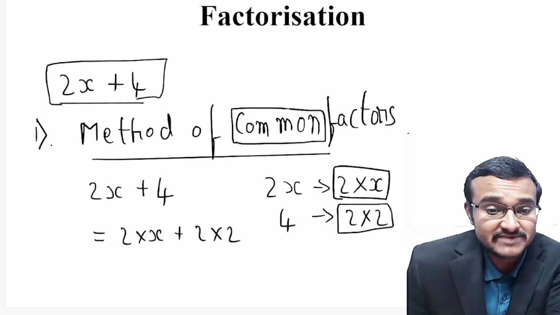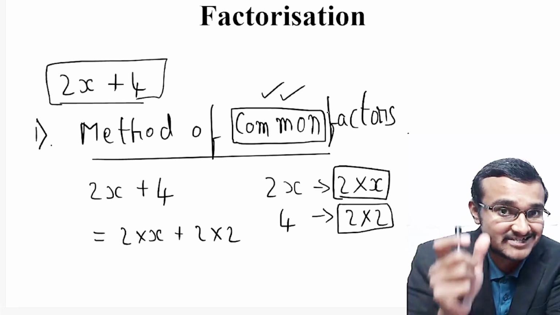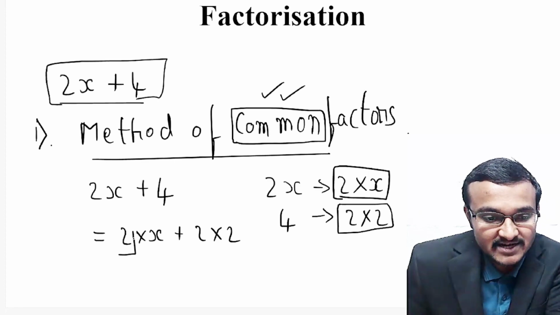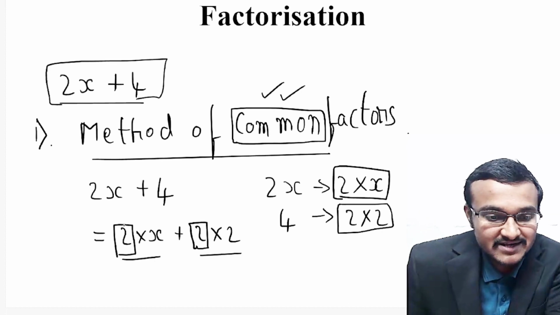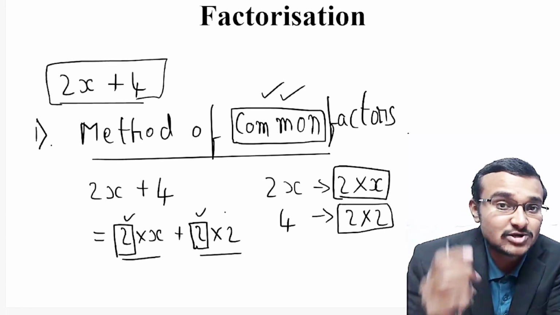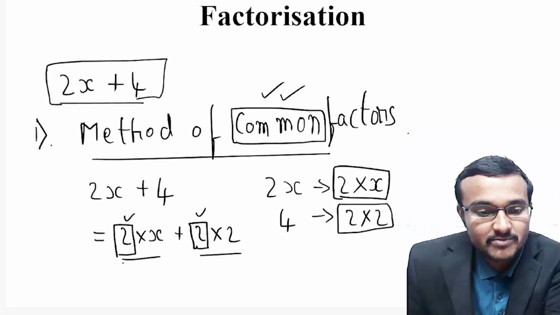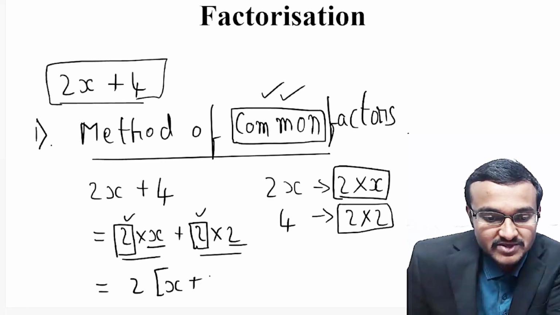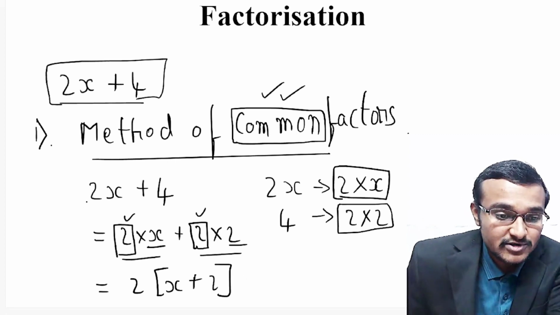So this method is the method of common factors. That means you should take the factors which are common in both terms. So here in 2x, 2 is common and in 4, 2 is common. So in these two terms, 2 is acting as a common factor. That common factor you should take out. So when you take 2 as common, inside the bracket you will have x plus 2. So 2 into x plus 2 will be the answer for 2x plus 4.